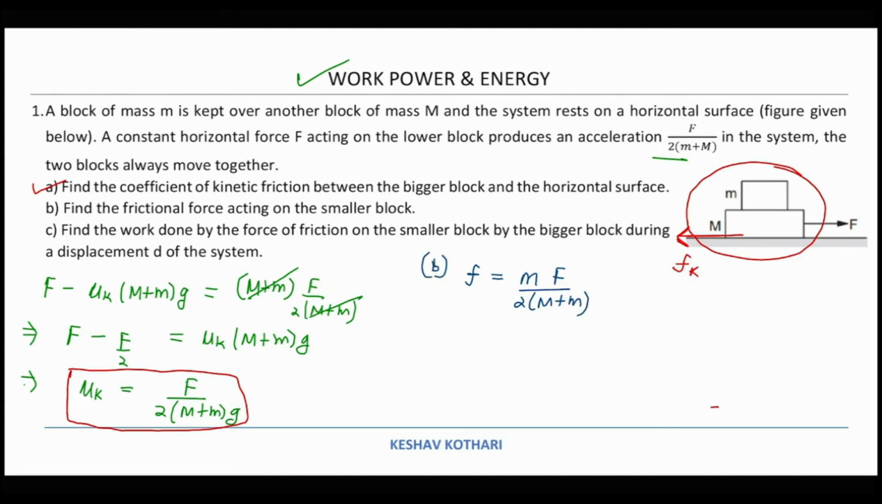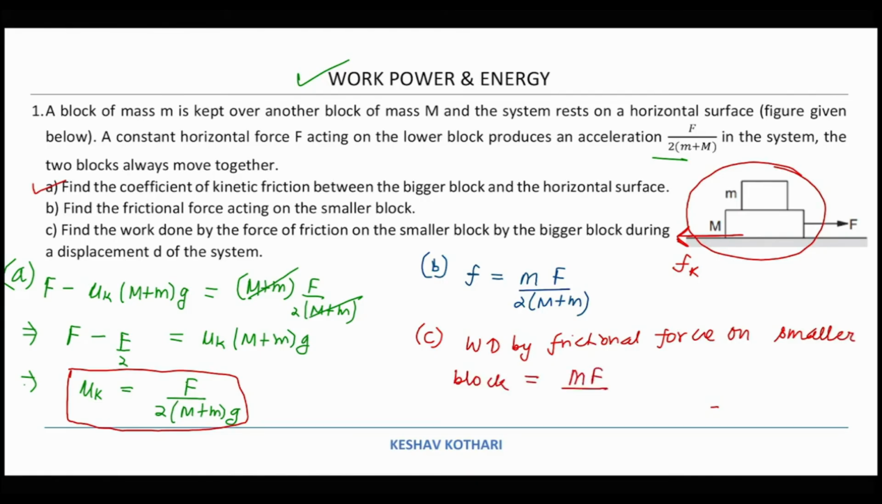In the last part, the problem is asking us to find the work done by the force of friction on the smaller block by the bigger block during the displacement d of the system. So if the displacement d is produced, then the work done by frictional force on the smaller block can thus be written as F into d, that is mF upon twice of (m plus M) into d. So this is going to be the work done by frictional force on the smaller block.